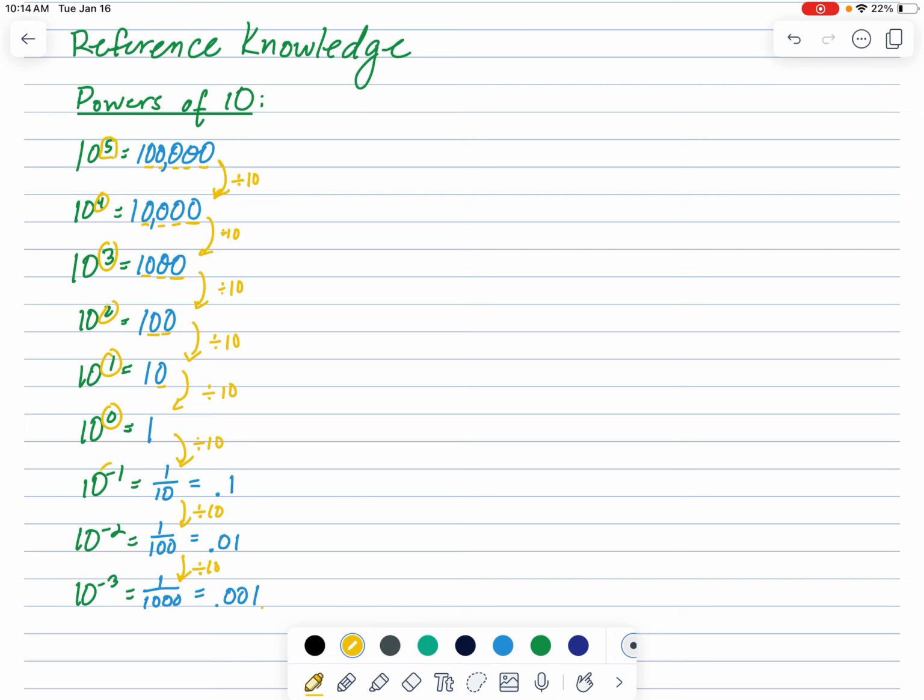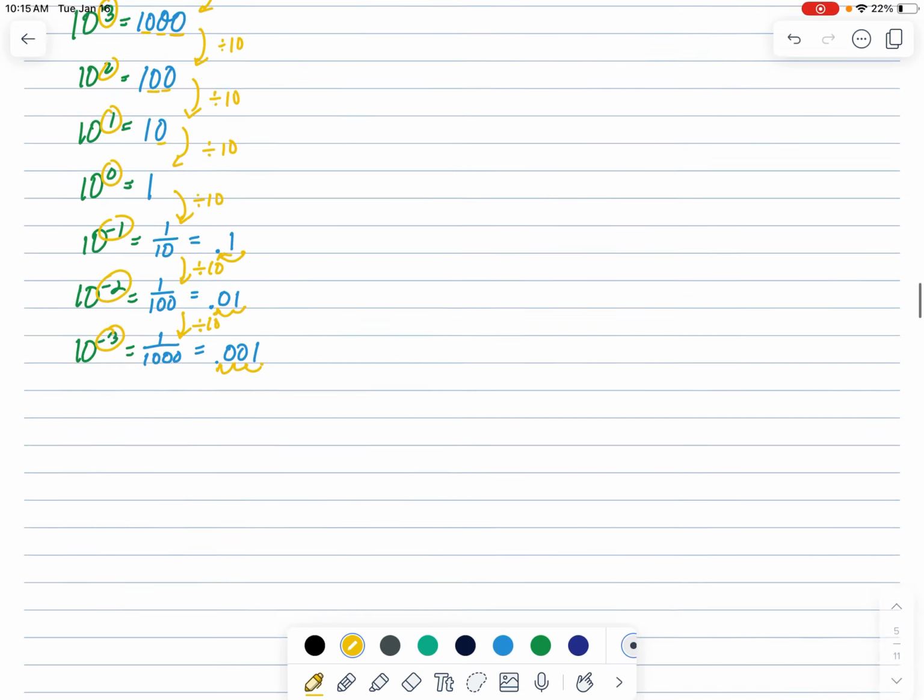10 to the negative 1 gives us 1 decimal place to the left. 10 to the negative 2 gives us 2 decimal places to the left. And 10 to the negative 3, 3 decimal places to the left of 1. All right, so hopefully that'll help us as we do problems like this later.